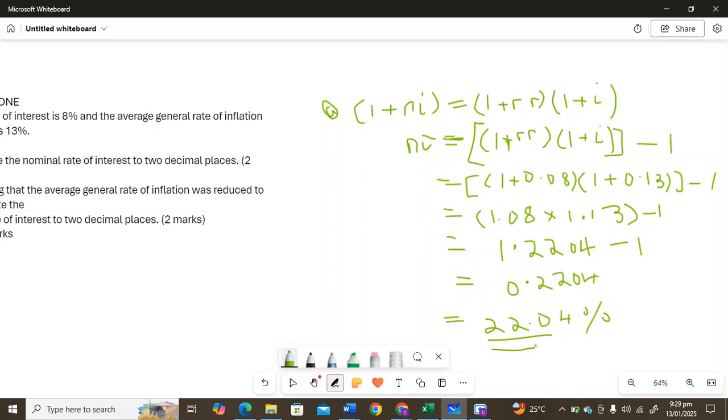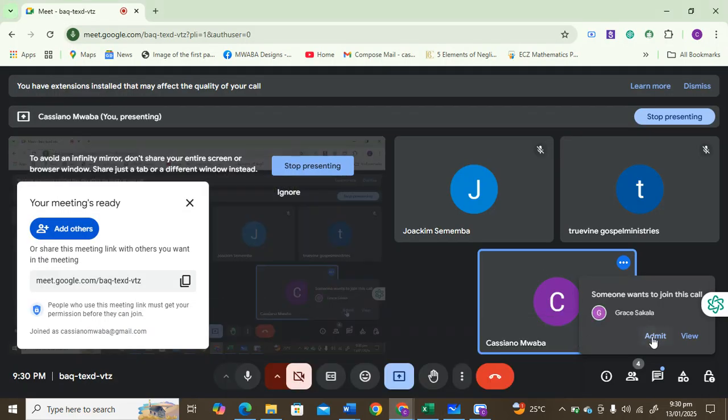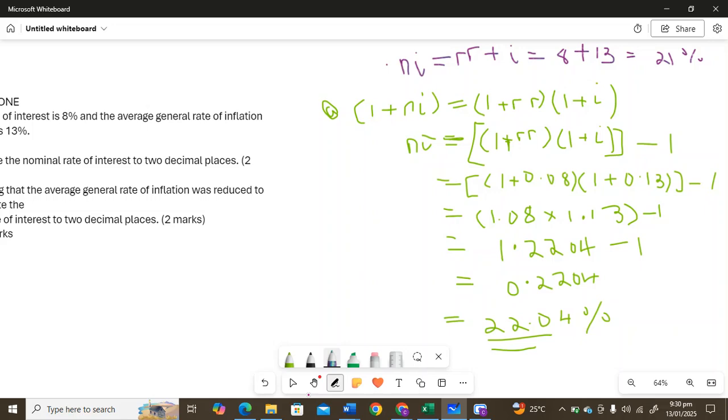Now, if this formula is complicated for you and you're in an exam and you have forgotten it, here's the simple formula. Nominal interest rate equals the real interest rate plus the inflation rate. These formulae won't give you the exact numbers, but they'll be in range. So our real interest rate was 8, our inflation rate was 13, 8 plus 13 is 21%. Not exact, but near each other. But in the exam, you have to use the full formula. This is just a simplified version.